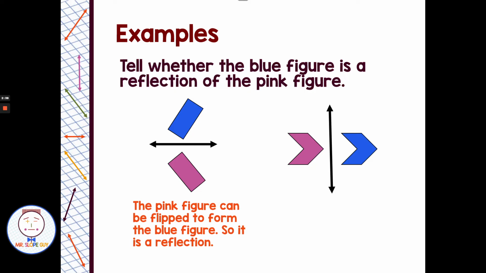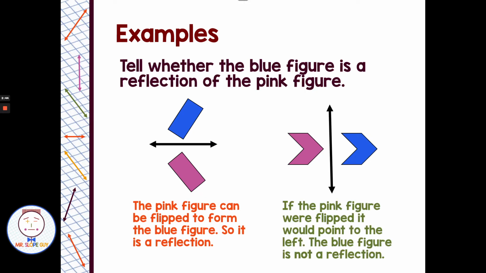How about on the right side? Can I flip that pink figure over the line of reflection to get the blue figure? No. If the pink figure were flipped, it would point to the left. The blue figure is not a reflection. So this pointy part would be closest on the other side. What this looks like is just a translation. It just looks like a slide, not a reflection, because it hadn't flipped over the line.